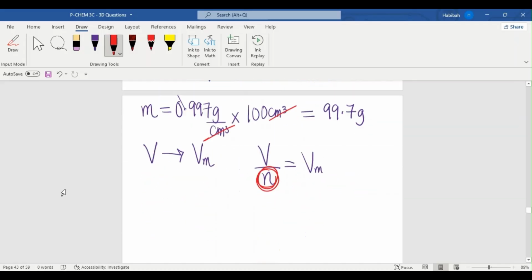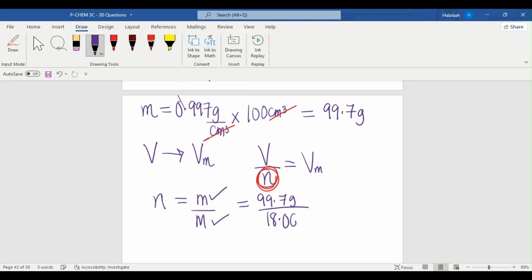Well, one thing you need to also remember is the number of moles, which is what we're trying to calculate, is the same thing as mass over molar mass. We've got the mass, right, which is 99.7. We know the molar mass because the molar mass of water can be calculated. So the molar mass of water, we know that to be 18.06 gram per mole. So that would be 99.7 grams divided by 18.06 gram per mole.